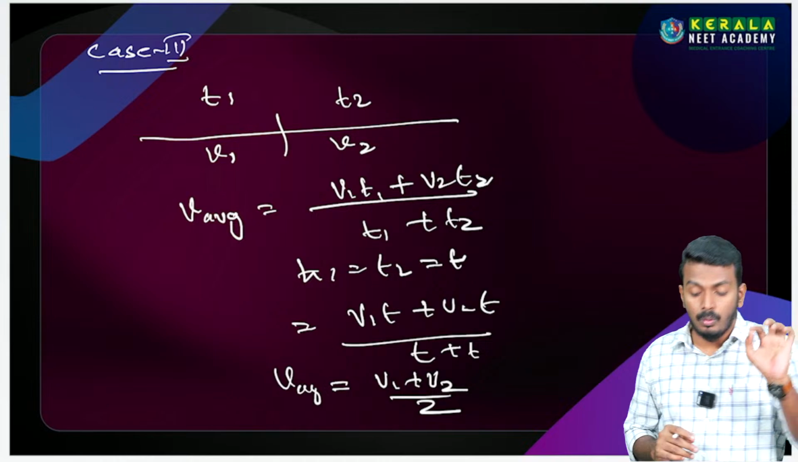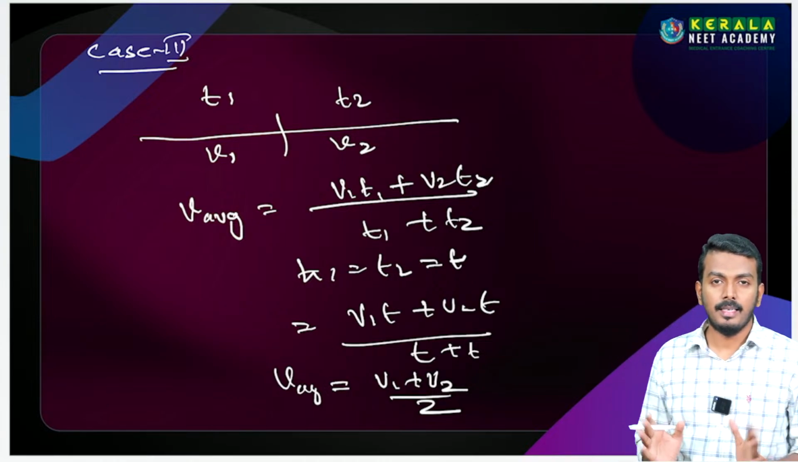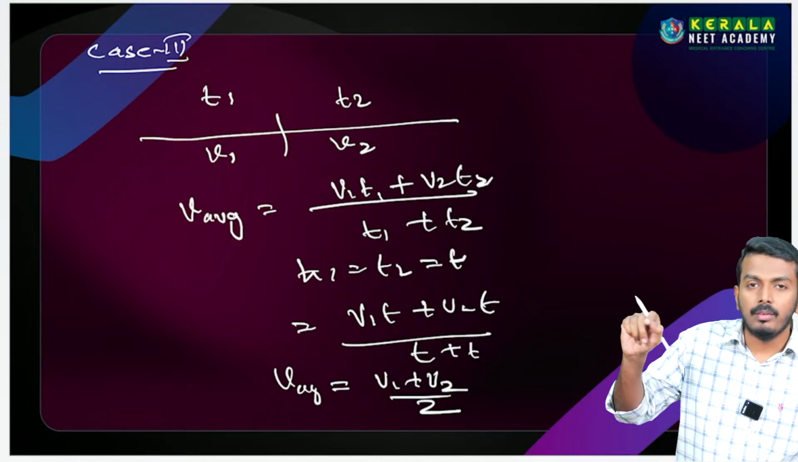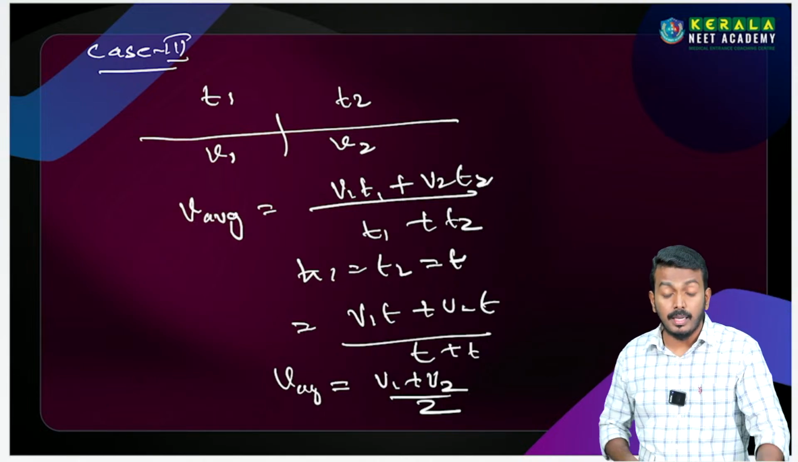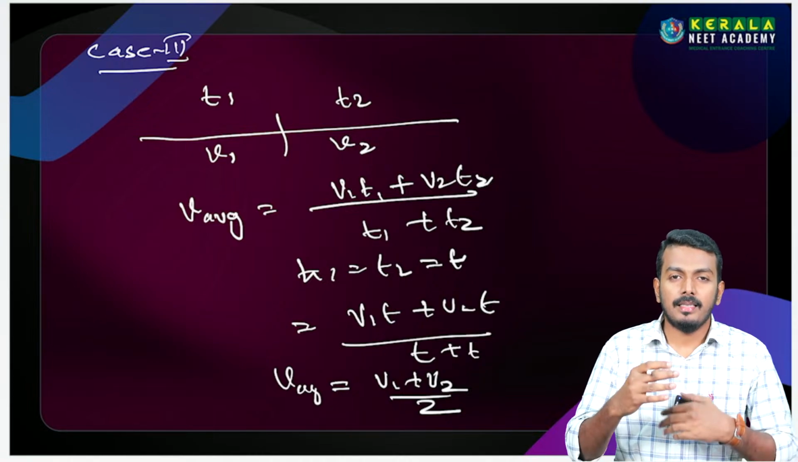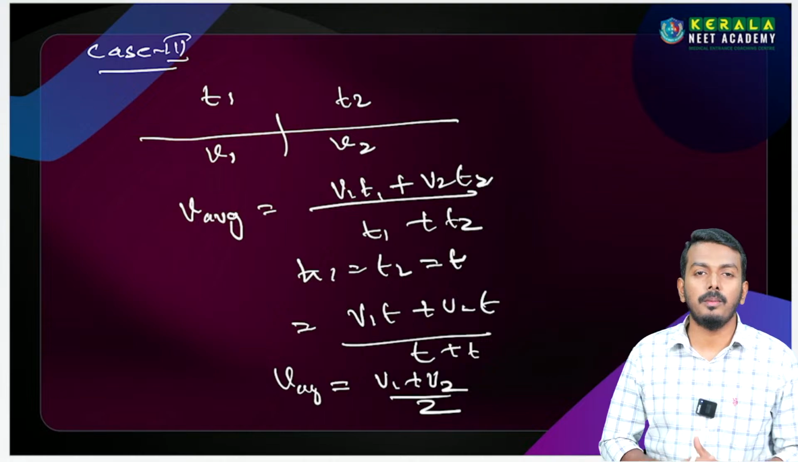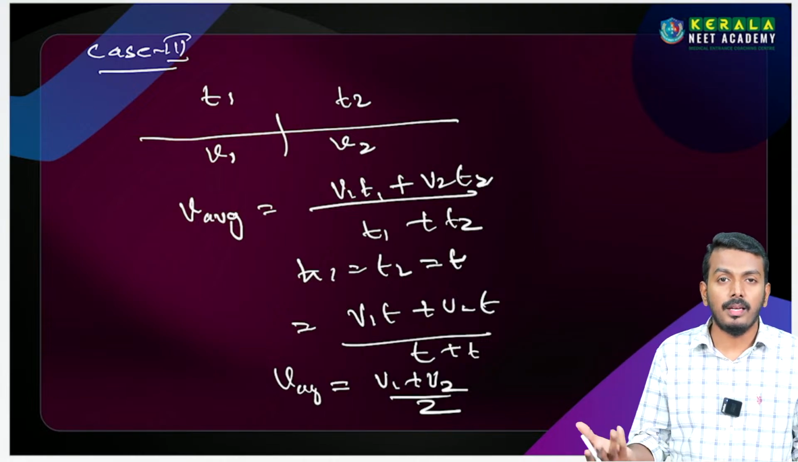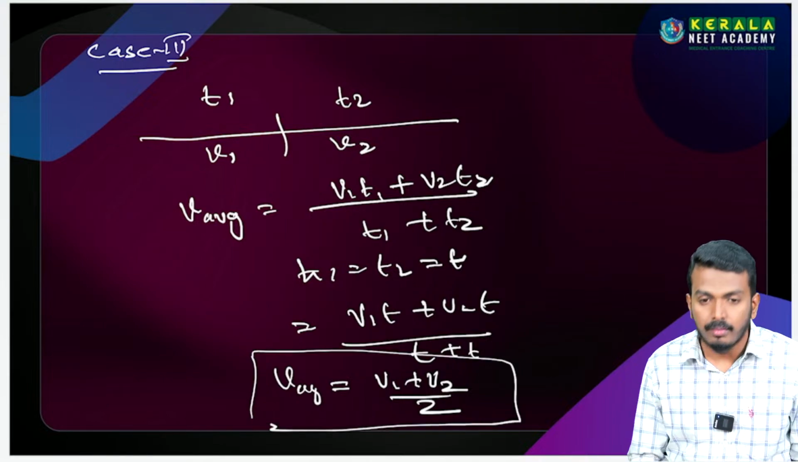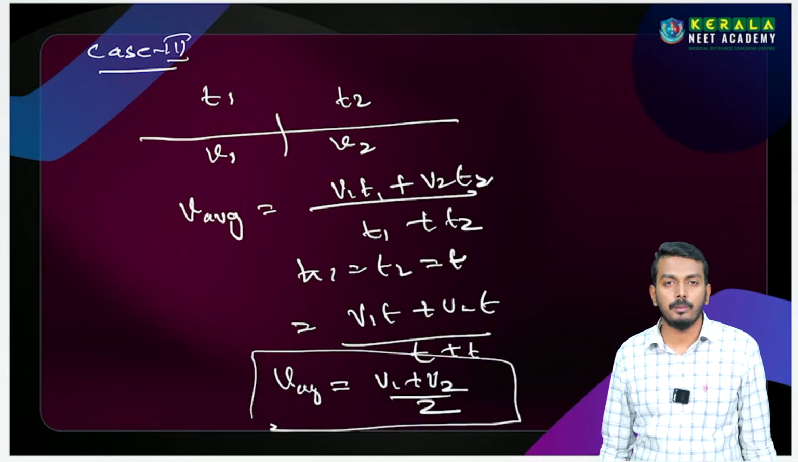It is possible only in the case of time interval. If the distance intervals are equal, what formula will you use? 2v1v2 divided by v1 plus v2. When the time intervals are equal, you have to use a different formula. Normally, if you know the two values, how do you take the average? The same concept. What is the concept? V average is equal to (v1 plus v2) by 2.